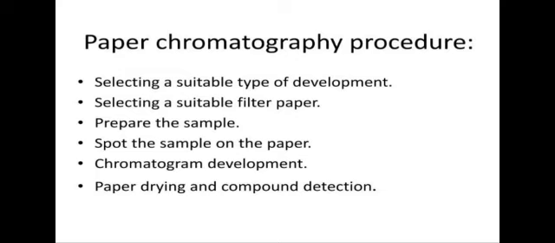Fourth one, circular or radial or horizontal paper development. We can use circular filter paper and petri dish in this method. Fifth one, two-dimensional paper development. We can dip paper 2 times in mobile phase. That is called two-dimensional paper development. These are the techniques we use in the paper chromatography process.